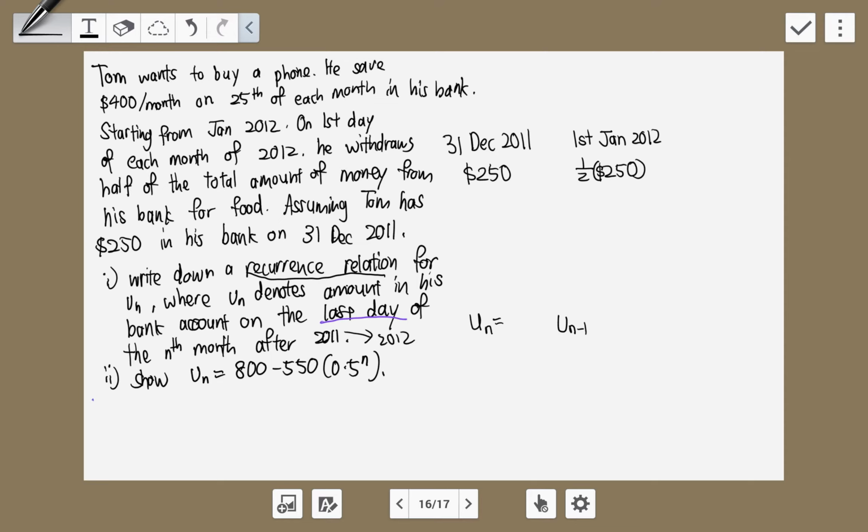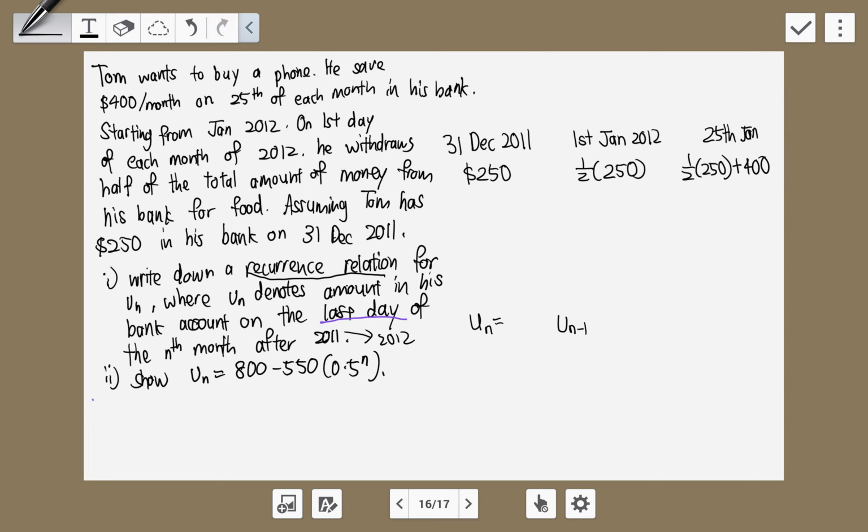So what happens on the 25th of that month? On the 25th of January 2012, he would save $400 into his bank. Therefore, it will be half times 250 plus 400. We can spare the dollar sign. So half times 250 plus another $400.